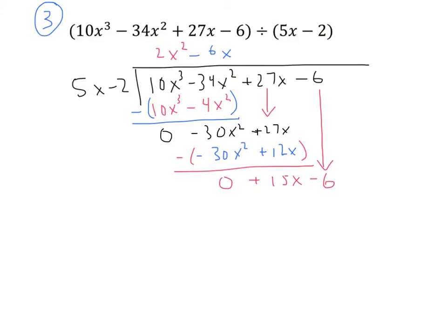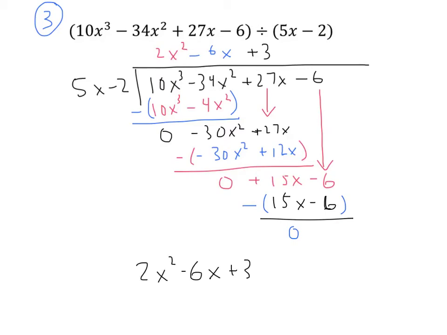Okay, and now last part here, let's think, how many times does 5x minus 2 go into 15x minus 6? Well, the answer is 3 times. So it's plus 3 here. Okay, let's multiply. 3 times 5x minus 2, that's 15x minus 6. Okay, and lastly, if I subtract this, 15x minus 15x is 0. Negative 6 minus negative 6, that's negative 6 plus 6 is 0. Right? So it went in evenly. Okay, so our final answer is that 10x cubed minus 34x squared plus 27x minus 6 divided by 5x minus 2 is 2x squared minus 6x plus 3.